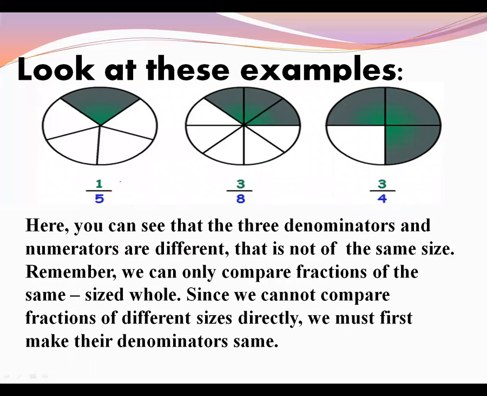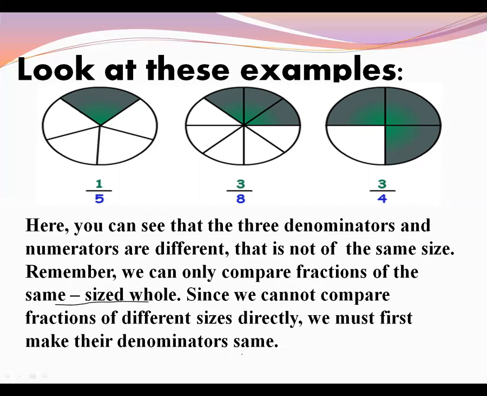I have shown three circles in front of you. These three circles have different denominators and different numerators. It means they are representing different wholes. Here you can see that the denominators and numerators are both different, that is, they are not of the same size. Remember, my children, you can only compare fractions if you have the same sized whole. It means your denominators should be the same. Since we cannot compare fractions of different sizes directly, we must first make their denominators the same.